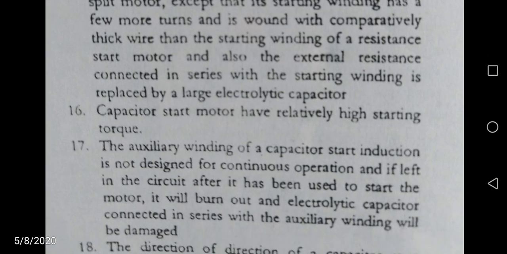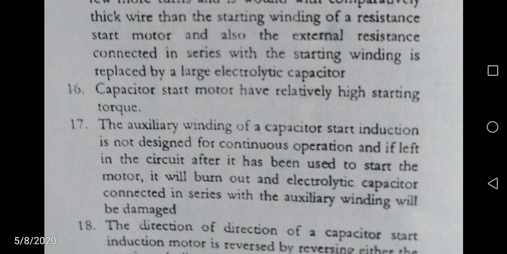Capacitor start motor has relatively high starting torque, because the space angle is already 90 degrees for all split phase induction machines. Auxiliary winding and main winding are displaced by 90 degrees, but the current time angles are different. In a resistance motor the time angle is 30 degrees, but in a capacitor start machine the time angle is nearly 90 degrees.